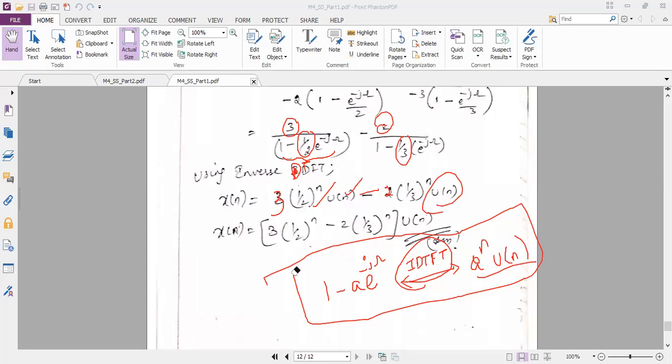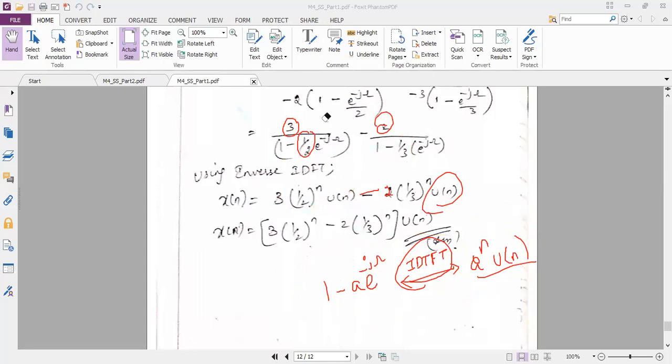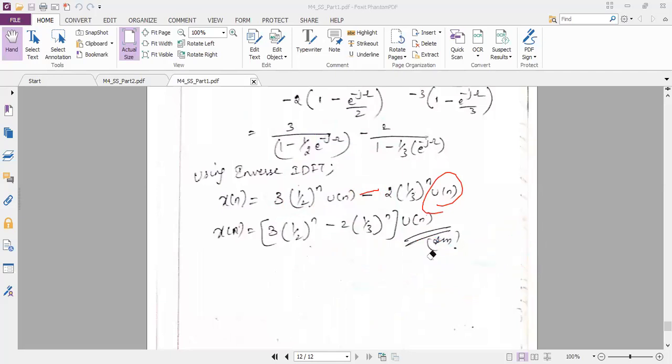Now if something is common between the two terms, you can take that common term out and write your answer properly. So u of n is common between the terms. So I can just move u of n outside. So within the bracket, I am having only this term. Okay.